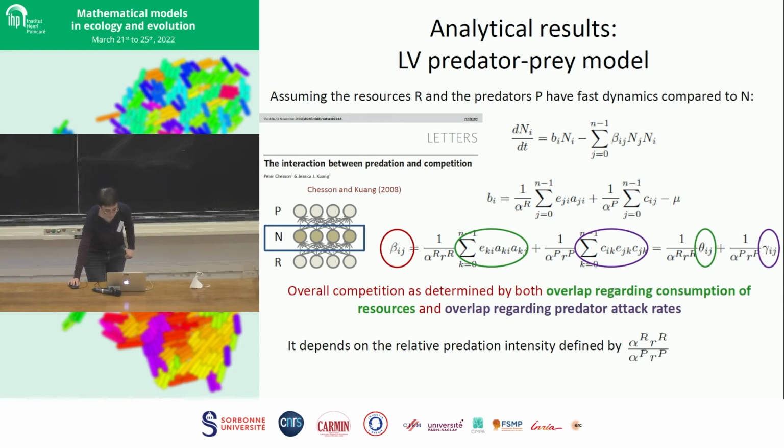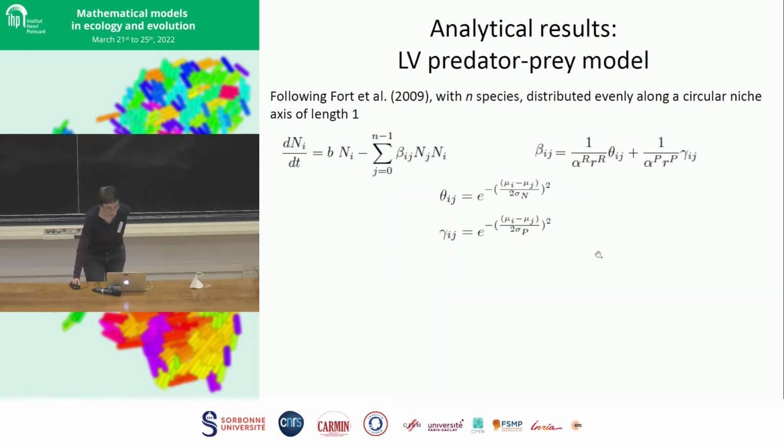So what we did then, from this simplification, we can follow the same type of approach as Fort and collaborators. It's a Lotka-Volterra competition model. We consider that we have N species. They are distributed evenly along the circular niche axis. And here we assume that the competition for resources depends on the difference between the niche positions of the 2 N species, and the overlap in predators depended also on this same difference, but here we have 2 niche widths, one which characterizes the niche width for competition for resources, and the other that characterizes the niche width of the predator, basically.